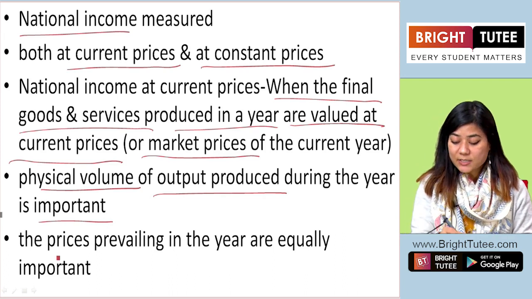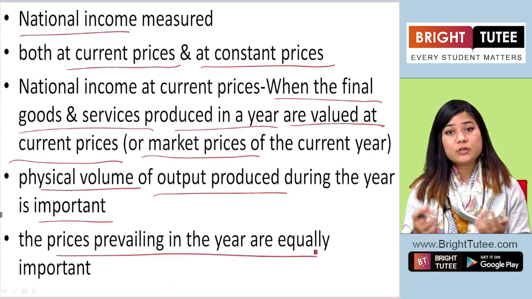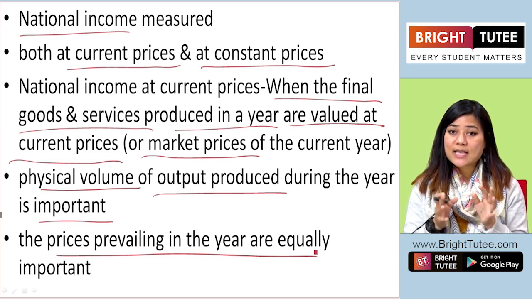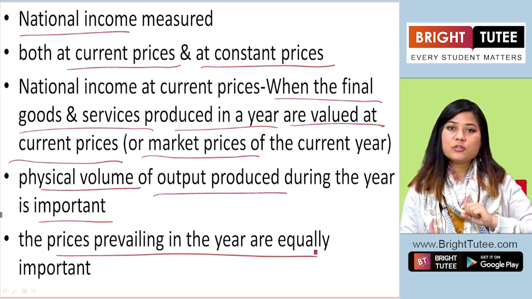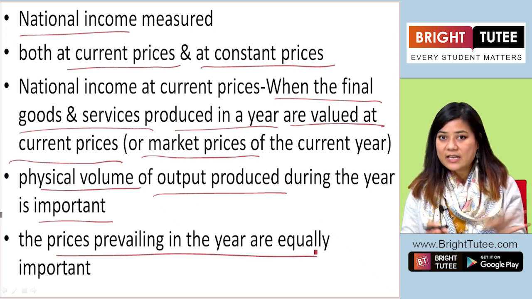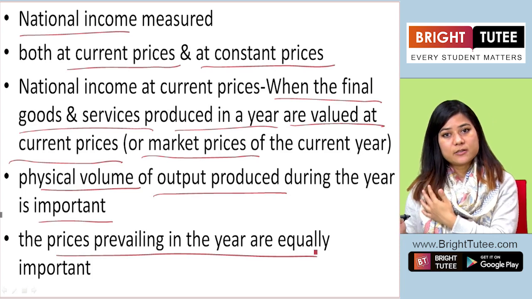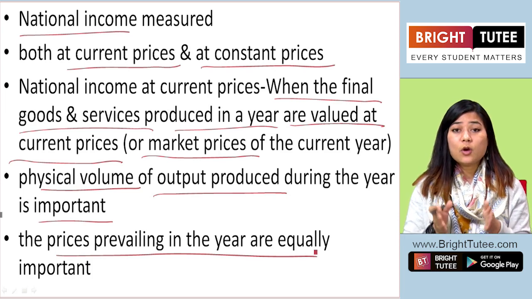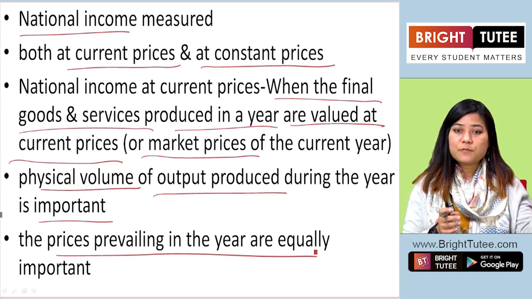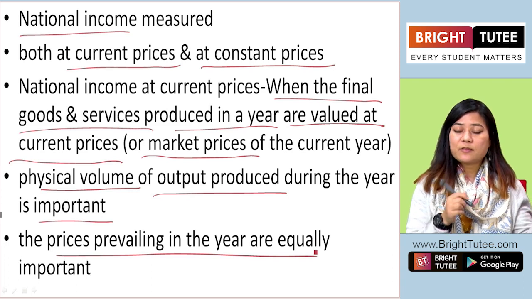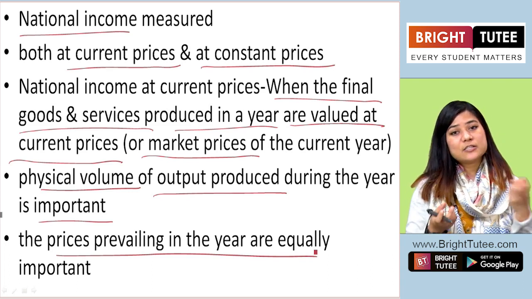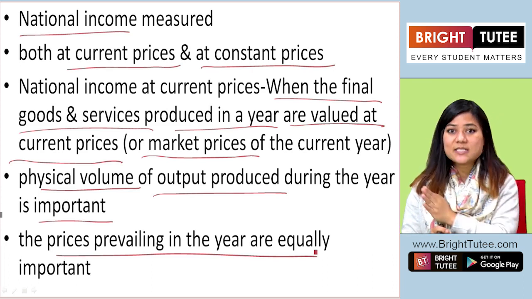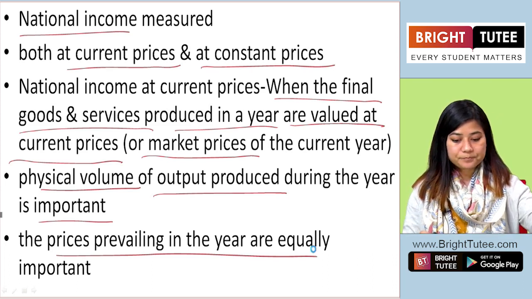But the prices prevailing in the year are also equally important. That means you look at the current prices, the price at the moment, but at the same time you also need to look at the prices prevailing throughout that year. There may be some differences from 5 rupees to 7 rupees. Even though the current price is 5 rupees, a few months ago it was 7 rupees. This pen was 7 rupees. So that needs to also be considered. Not only the current price, but the prices that prevail in that particular year.